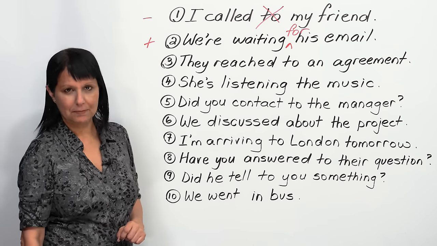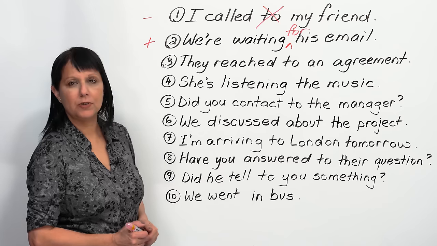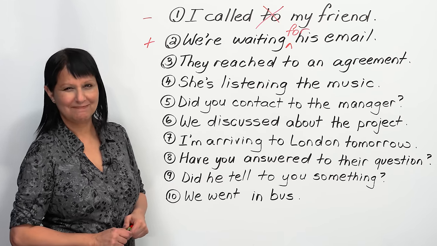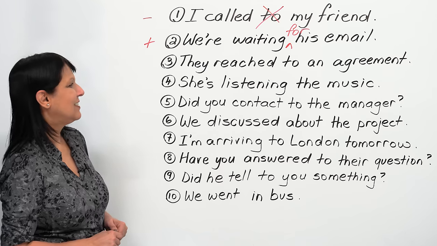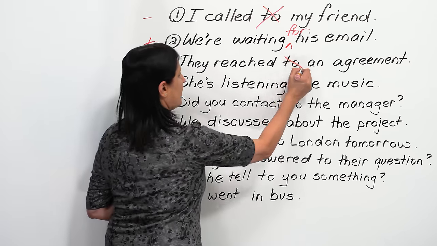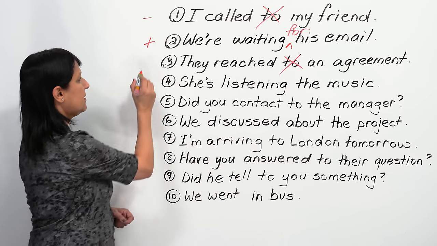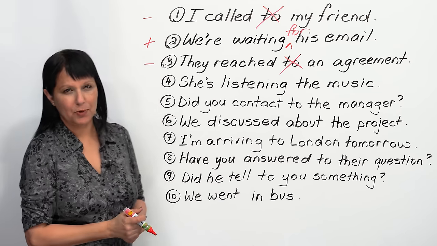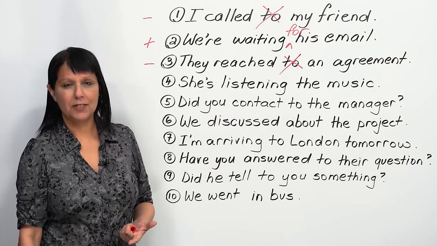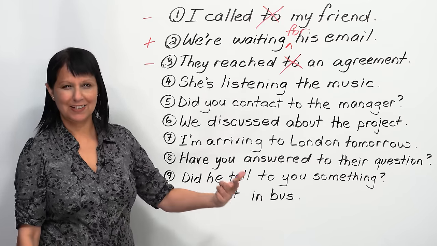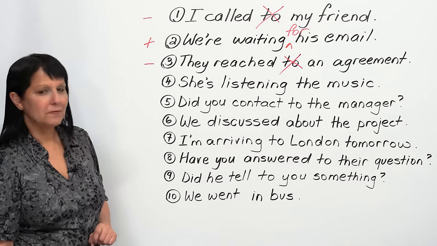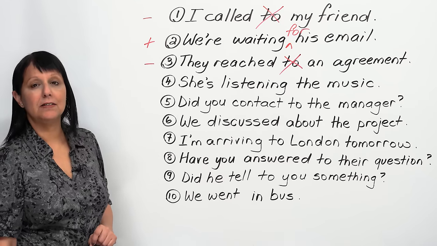Let's look at number three. They reached to an agreement. What's wrong there? Try to figure it out. So we should say they reached an agreement. So here also we are taking out the preposition. They reached an agreement. Say it after me. They reached an agreement. Okay? Good.